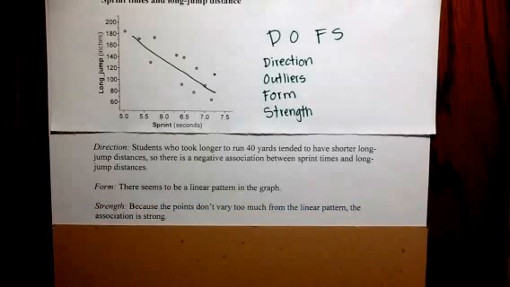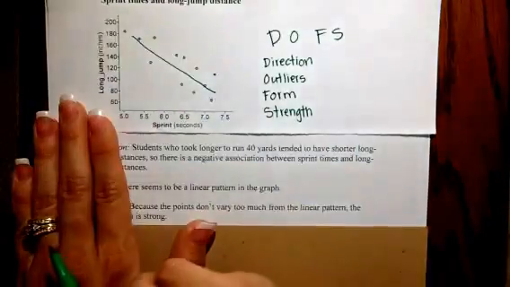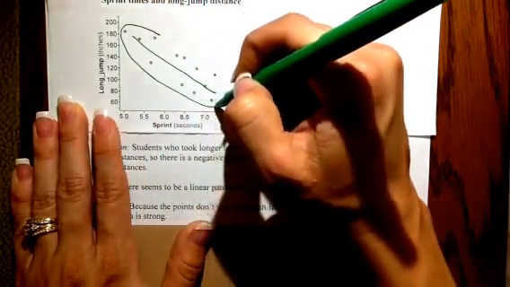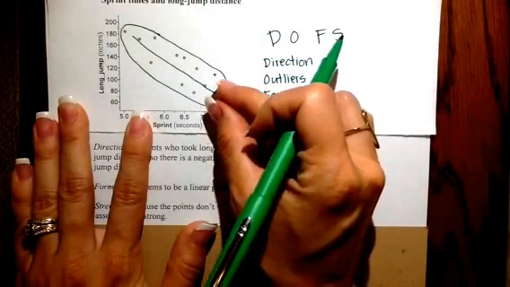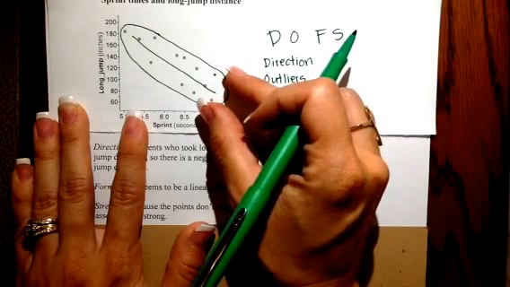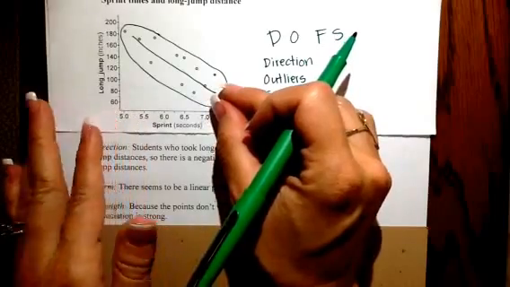Then for our strength, because the points don't vary too much from the linear pattern, the association is strong. Another way you can look at that is, instead of just seeing the line that I could possibly draw through there, to see if I can draw an oval around it. So if I create an oval around all of those points, I want to see how tight is that oval to being more like a line, or how open is the oval to being more like a circle. The more open it is, the less strong the relationship is. The tighter it is into being a line, the stronger the relationship.